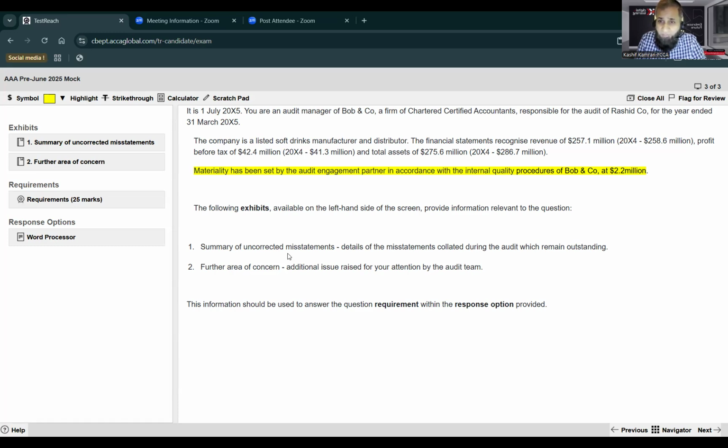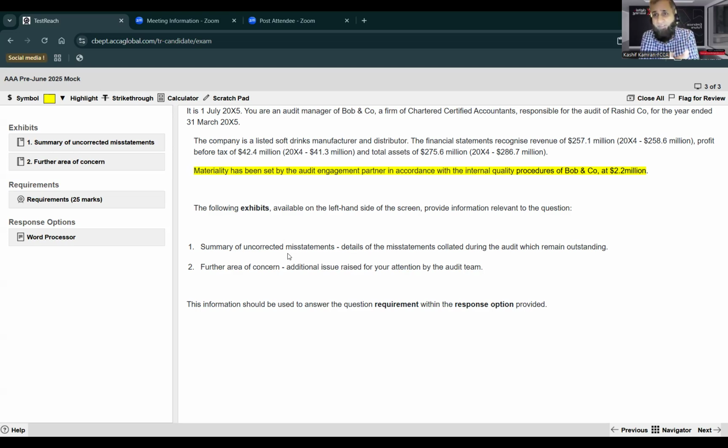The financial statements recognized a revenue of 257 million, profit of 42.4 million, and total assets of 275.6 million. Materiality has been set by the audit engagement partner in accordance with the internal quality procedure of Bob at 2.2 million. Is the materiality given? 2.2 million. I found so many students calculating the materiality when it was given. Why? Look at that statement in yellow. Materiality is 2.2 million. Anything above this is material, below this is immaterial. I found so many students calculating the materiality on revenue, profit before tax and total assets. Why? When the materiality is given, just use it.